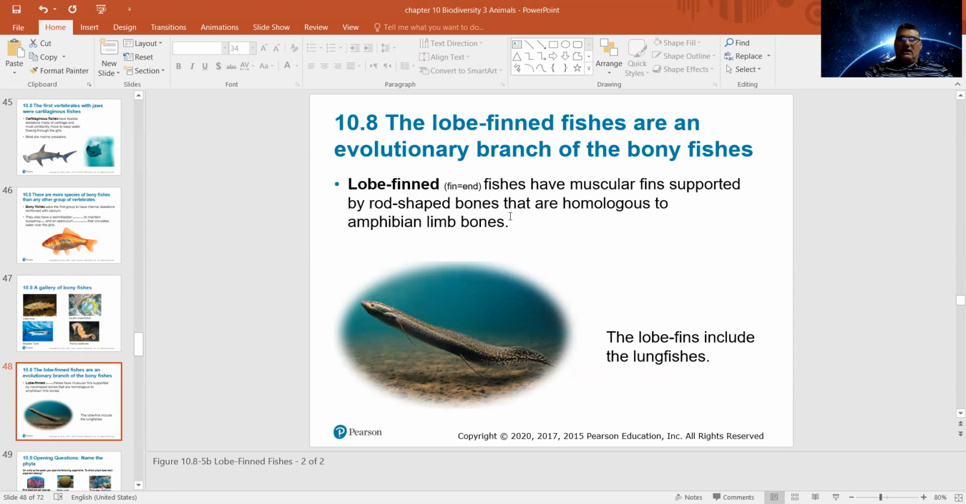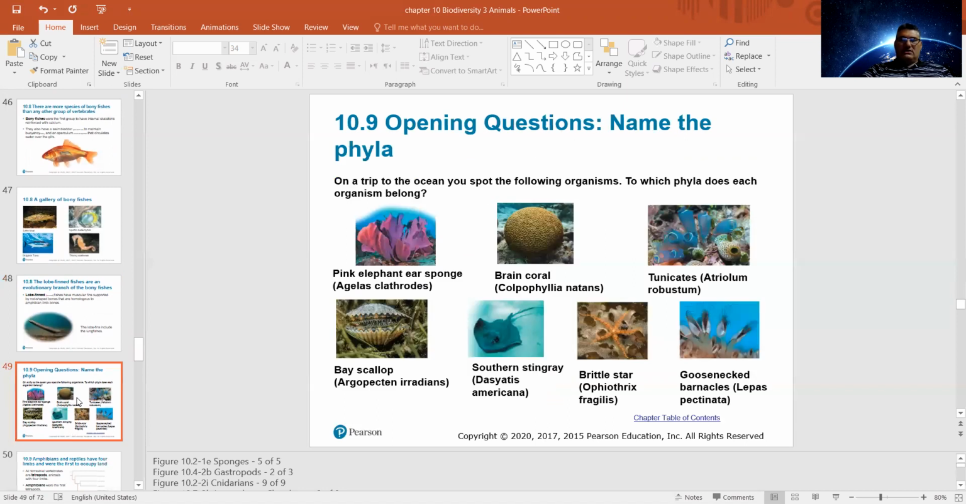It looks like the amphibian limb bones, something like an additional limb. Lungfishes are considered lobe-fins, having this end that's like a muscular end that supports the body, and it's supported by a rod-shaped bone. So this is another evolutionary branching.